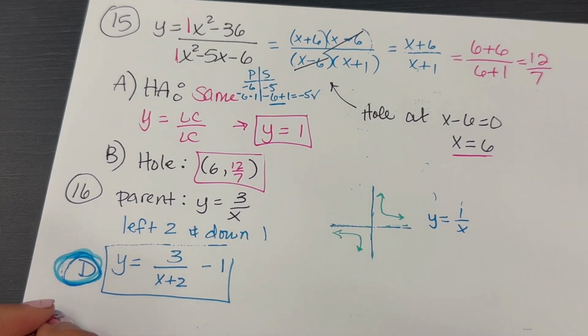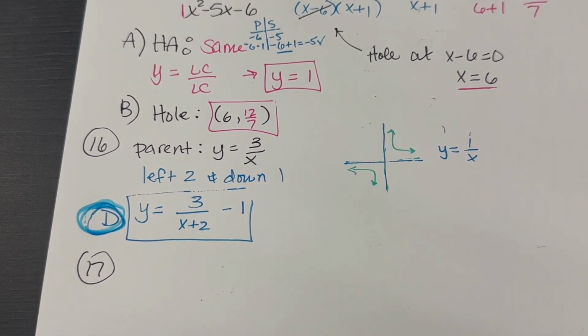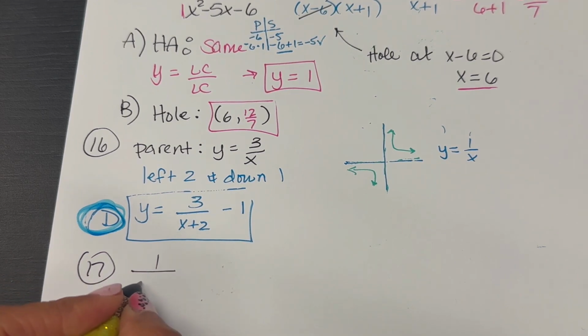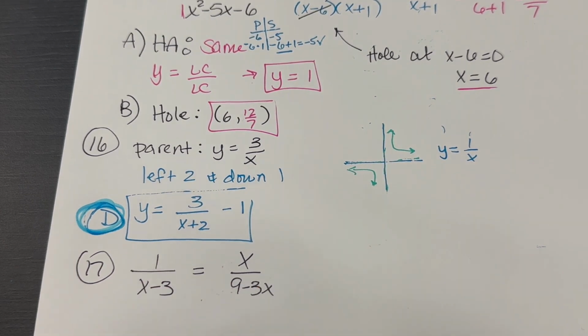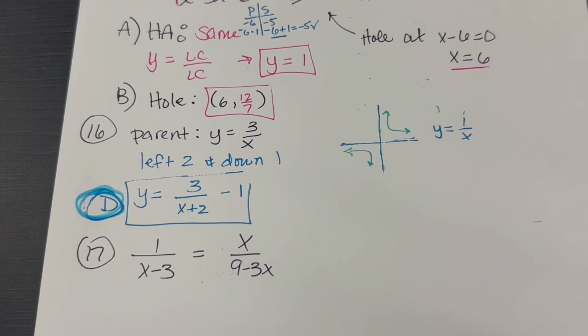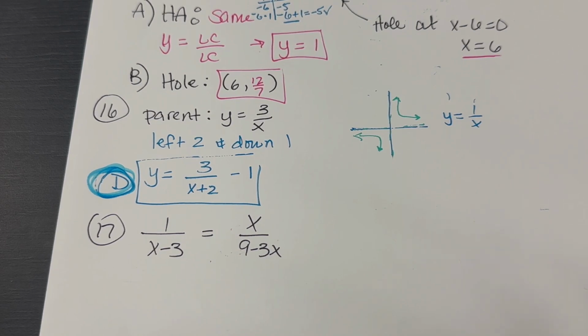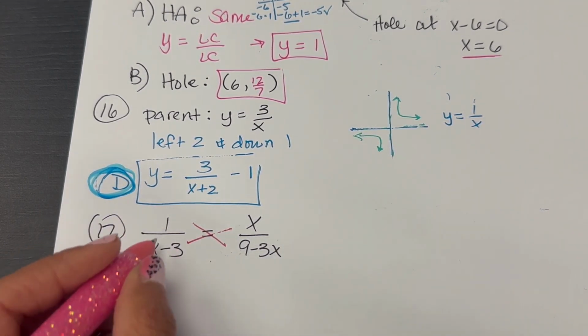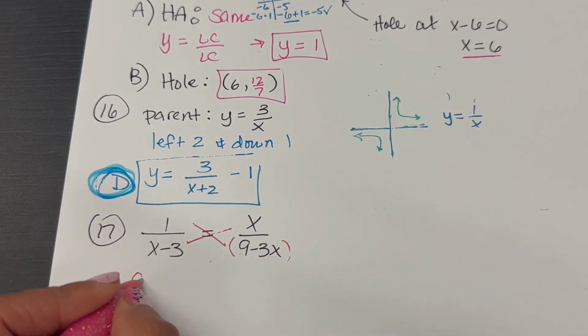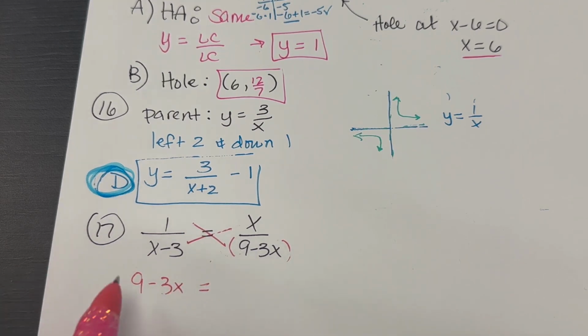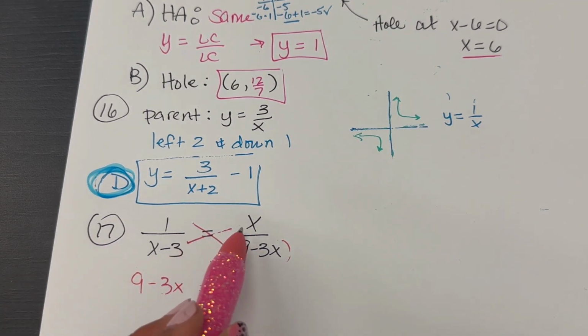Number 17 says what value of x makes the equation true? So we've got 1 over x minus 3 equals x over 9 minus 3x. Because we have a fraction equal to a fraction, to figure out what makes this true, we basically have to solve it, and we can cross multiply, just like we did with law of sines, except we're not dealing with sines here. So 1 times 9 minus 3x, you have to make sure to put parentheses around it, but when you multiply by 1, nothing changes, equals, and then across the other direction, x minus 3 times x.